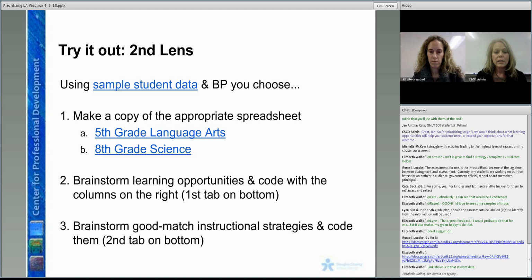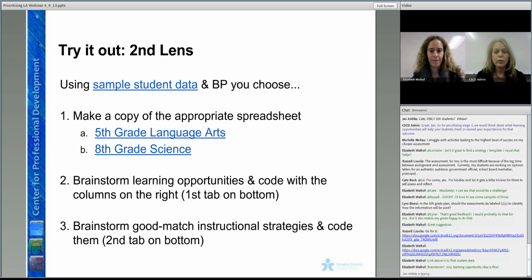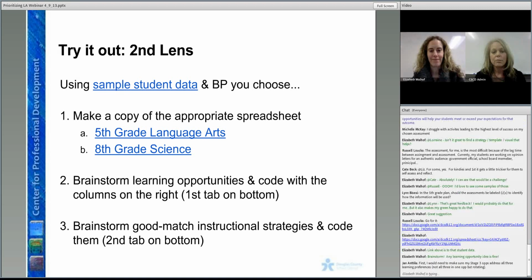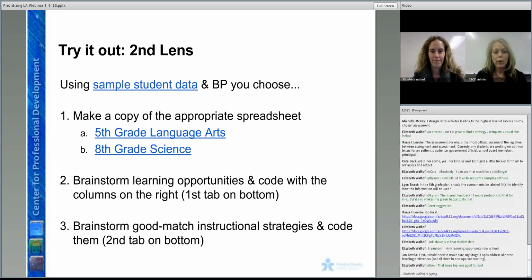Brainstorm that list. And then start coding on the right-hand side what learners you feel like that learning opportunity would meet the needs of. So you can use A for advanced, all the way through U for unsatisfactory for the academic data and the content data. And then we're just going to use audio-visual like AV or kinesthetic for your learning modalities because that's one that everybody's pretty familiar with. So we're going to give you some time just to look at how you might use student data to help prioritize those learning activities and opportunities for your stage 3.